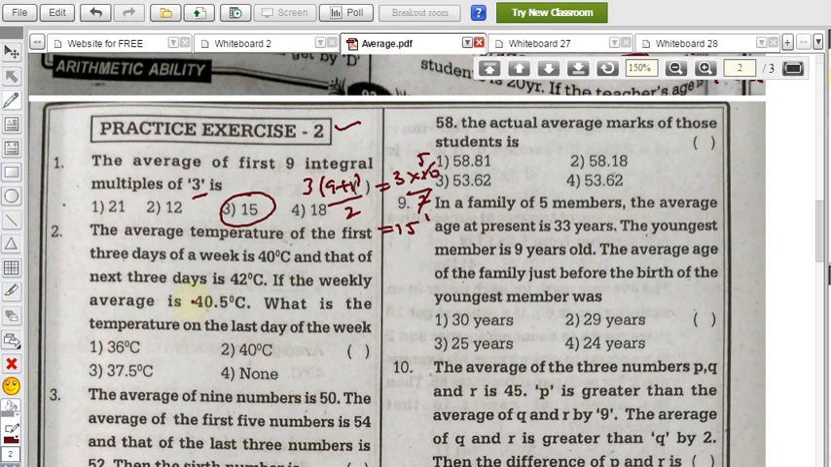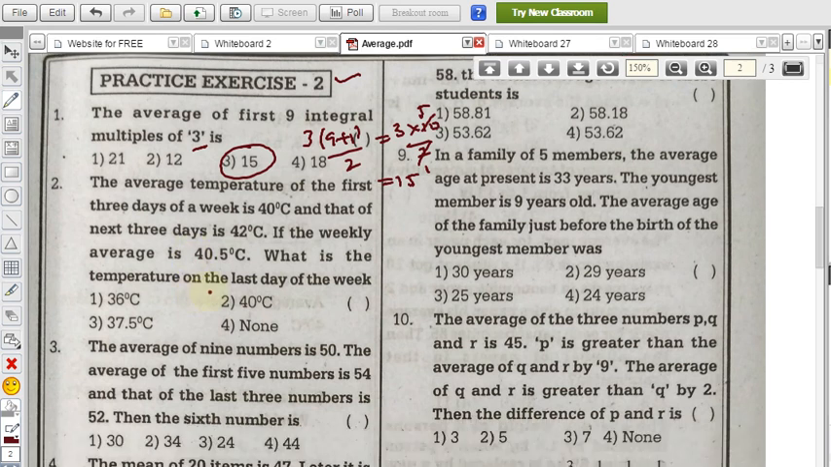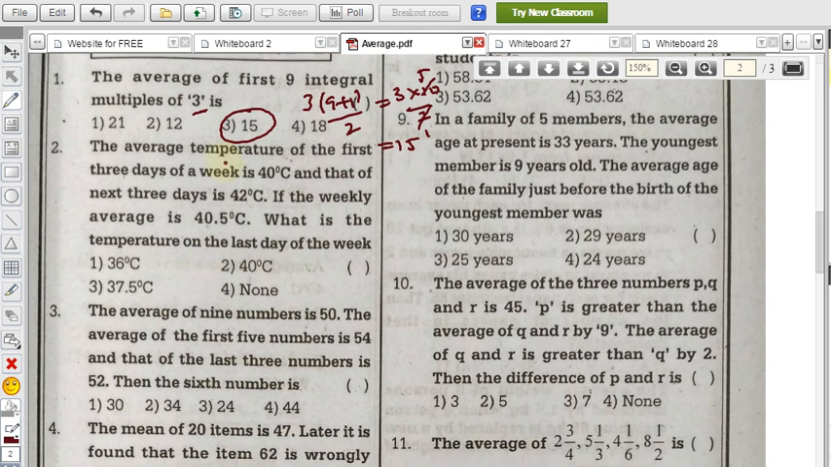And some temperature questions are given. The average temperature of the first 3 days of a week is 40 degrees centigrade, and the next 3 days is 42. If the weekly average is 40.5, what is the temperature on the last day of the week? So here, first 3 days and next 3 days, only the last day of the week you have to find out. For example, first 3 means Monday, Tuesday, Wednesday, the next 3 is Thursday, Friday, Saturday, then Sunday, that means the last day of the week, Sunday, you have to find out.